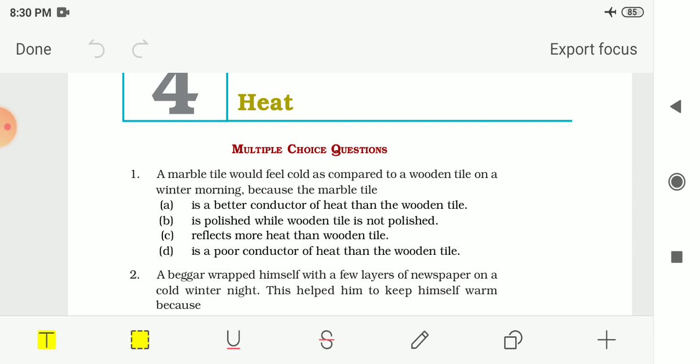So we had seen that about the temperature, that the degree of hotness or coldness of any object is called its temperature, and whether an object is hot or cold we can say that from its temperature. The temperature of a substance can be increased by giving heat to that substance, and temperature of a substance can decrease on the absorbing heat from that substance.